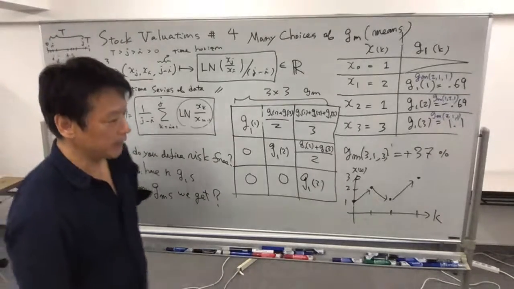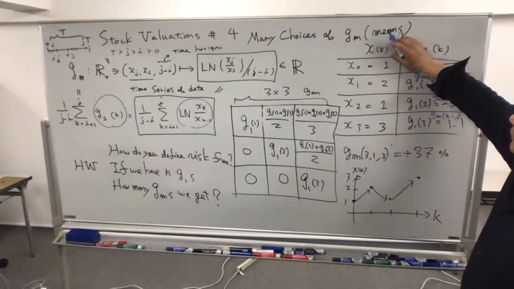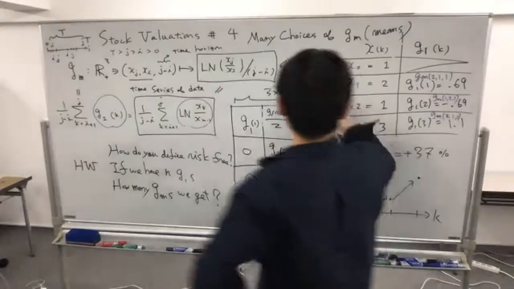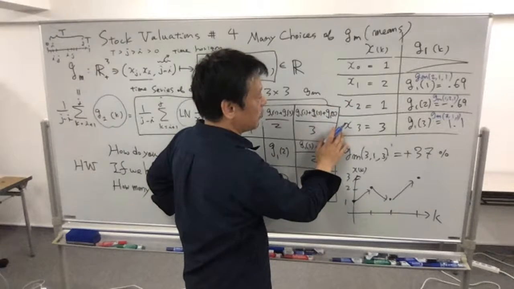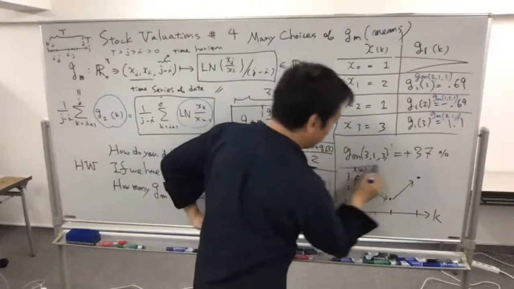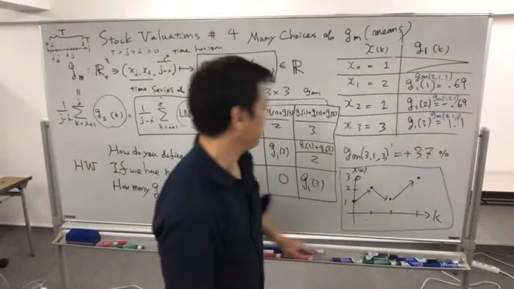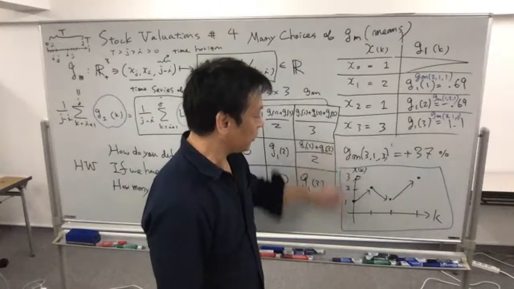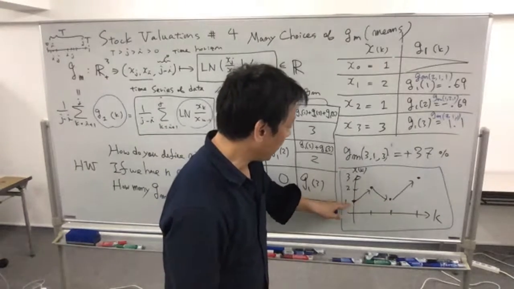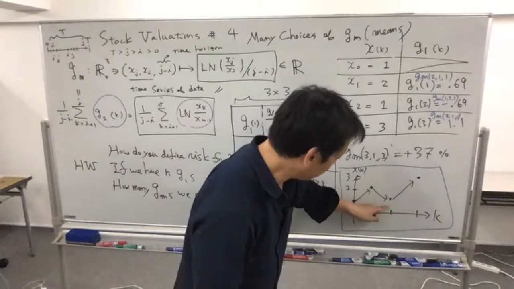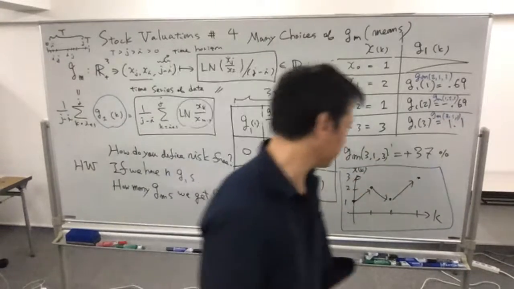So let's look at an example here. We have xk values: x0 is 1, x1 is 2, x2 is 1, and x3 is 3. We have a chart here. Please look at this. As k goes on the horizontal line, xk on the vertical line goes from 1 to 2, 2 to 1, and 1 to 3. This is a time series.